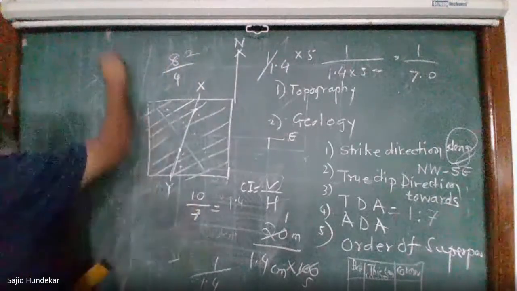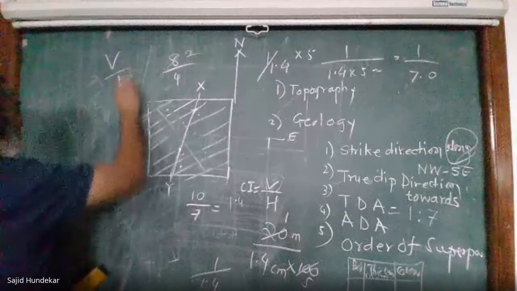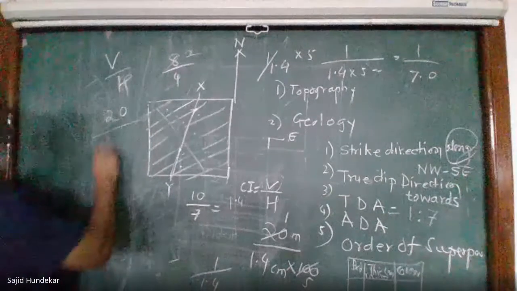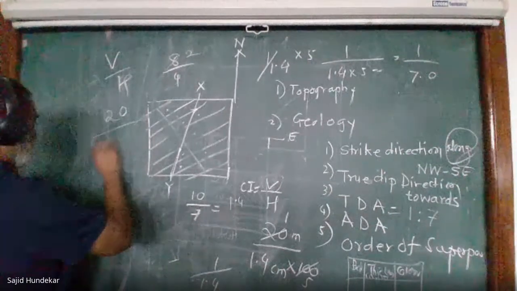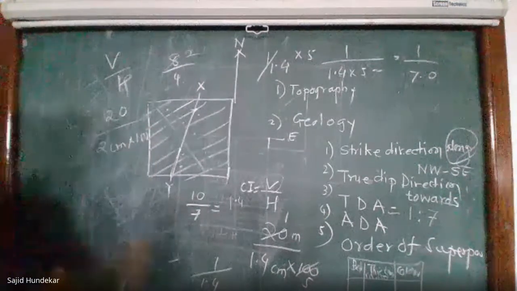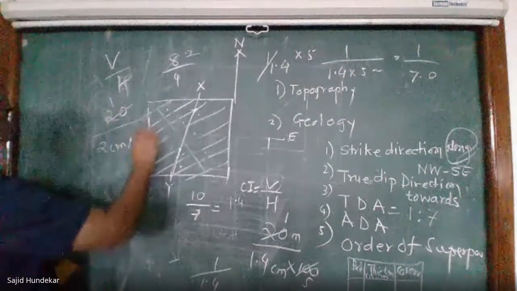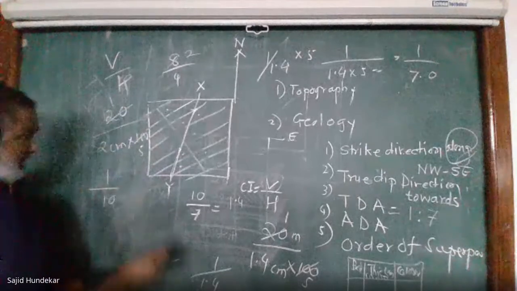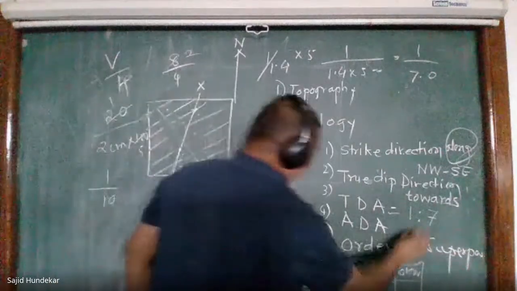So again you have to put it into the formula, V upon H. V is the 20 centimeter contour interval. We got 2 centimeter, and now you have to multiply by the scale 100. So again 20 and it is 5. So 5 into 2, 10. So 1 upon 10. So the apparent dip amount is 1:10.